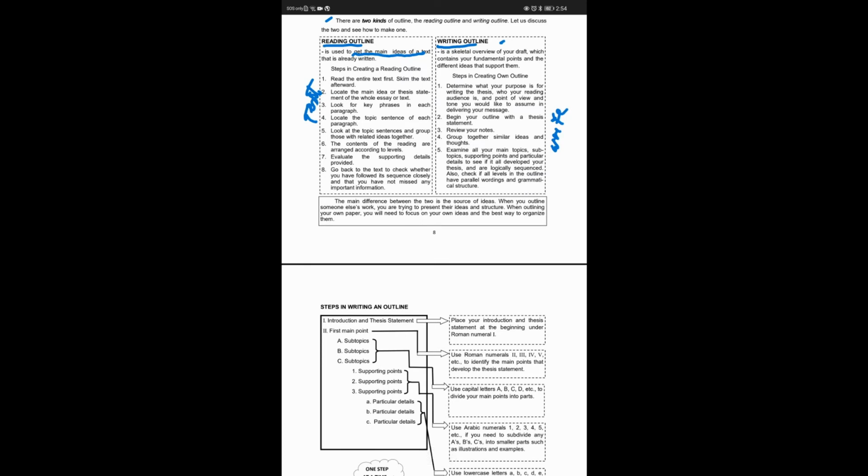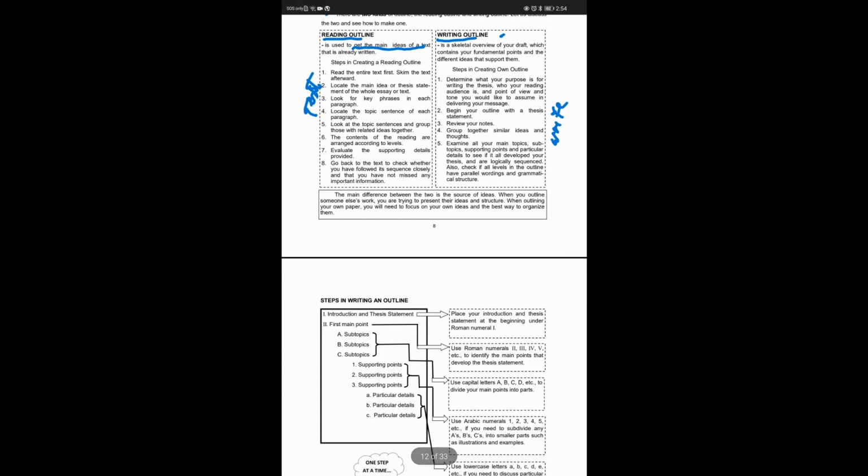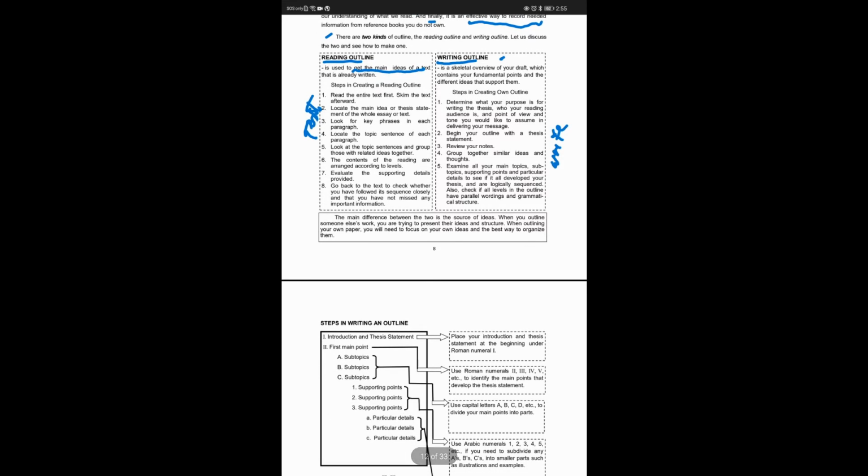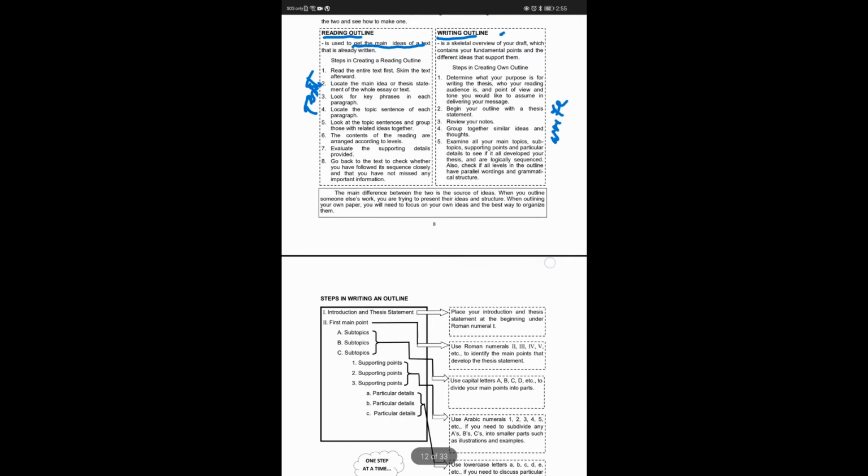Fourth, group together similar ideas and thoughts. Here, you organize the ideas you got. And then fifth, examine all your main topics, subtopics, supporting points, and particular details to see if they all develop your thesis and are logically sequenced. You saw everything earlier and grouped all your ideas. Now, examine and check whether all the ideas you got explain well the thesis statement you mentioned at the start of your outline. Then, it is also important to check if all levels in the outline have parallel wordings and grammatical structure. Because it is important that you are consistent. Okay? You should be consistent.